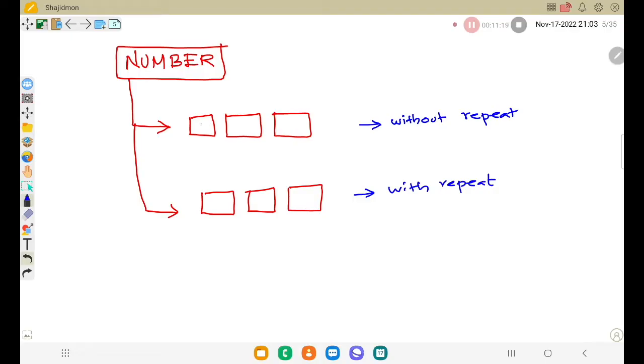Without repeat means how many options did we write? First 6 options, then 5 options, then 4 options, correct? 6 multiplied by 5 multiplied by 4, we get 120, correct? Now if repetition is allowed, first we have 6 possibilities, second also 6, third also 6. So totally how many possibilities are we getting? We get 216 possibilities, 216 ways, correct?